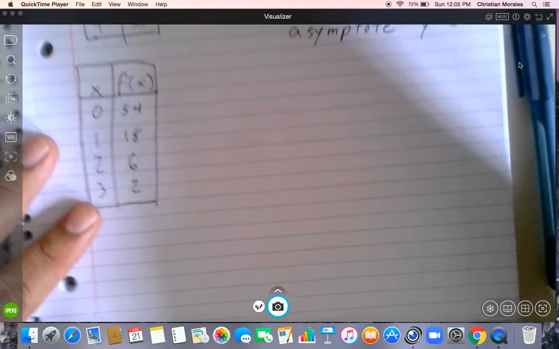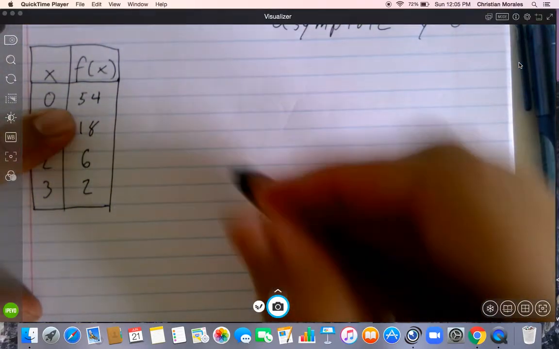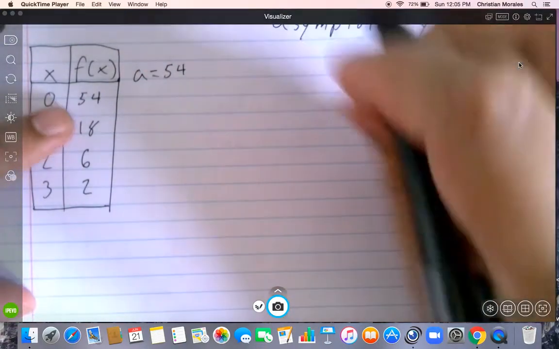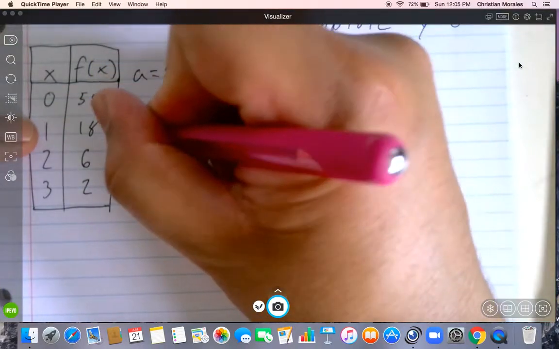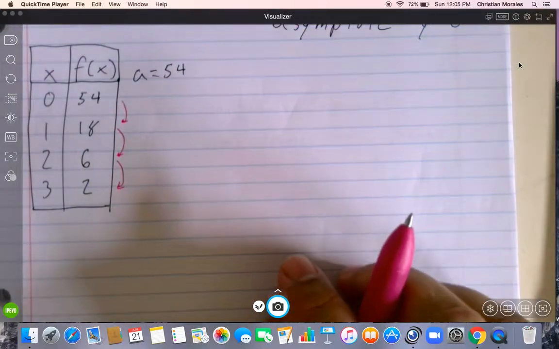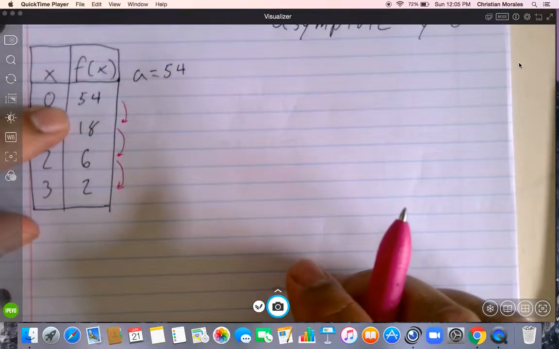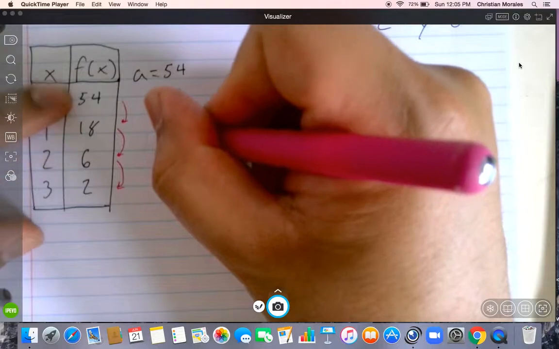Let's do one more. Okay, again, my y-intercept is 54, and I need to find the pattern. Now, this is where it's harder. To find a pattern like this, wait, that's not getting bigger, but it is multiplying. So, ladies and gentlemen, you do the same thing. If you're not sure what it's multiplying by, you take the second number, divide it by the one before it.